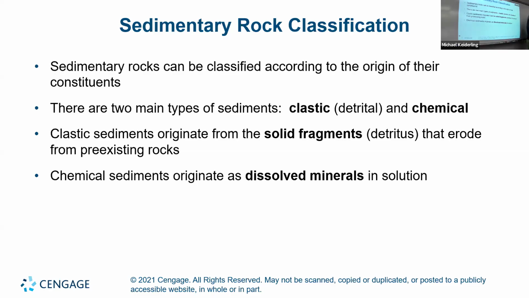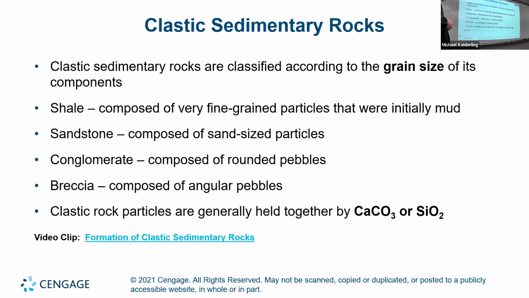Chemical sediments are sediments that come from dissolved minerals in solution. So an example of chemical sediments: halite, or salt, generally is deposited as a chemical sediment. It dissolves in water, the water evaporates away, leaving behind a salt flat. And then limestone is a chemical sediment commonly, where calcium carbonate gets dissolved in water.